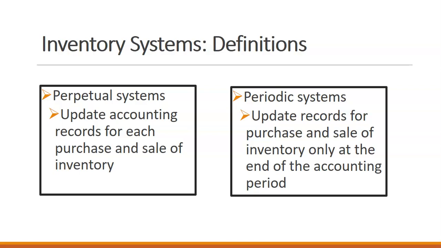For the purposes of the accounting as we learn it in Principles of Accounting 2, we are only going to look at accounting for perpetual systems. Periodic systems are very rarely used anymore, and if they are used, they're used in very small businesses. So the only kind of accounting and journal entries and stuff that we're going to look at are those for a perpetual system.